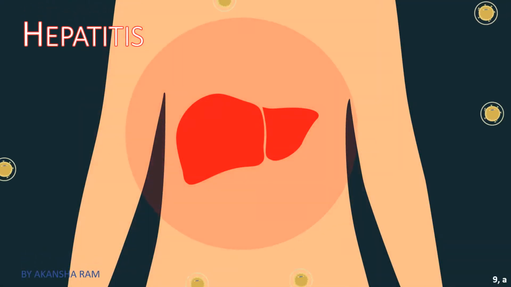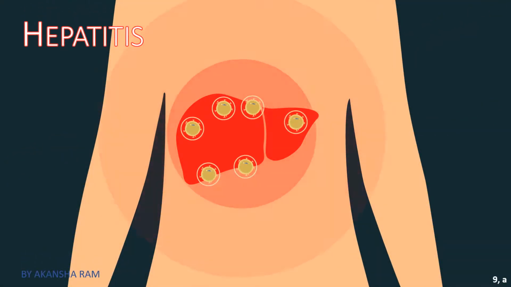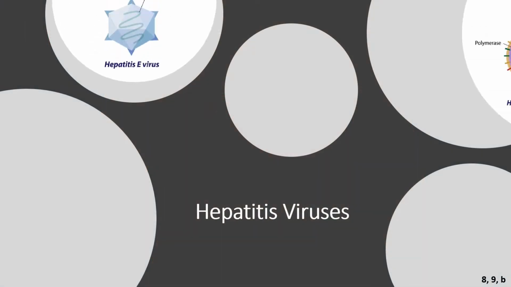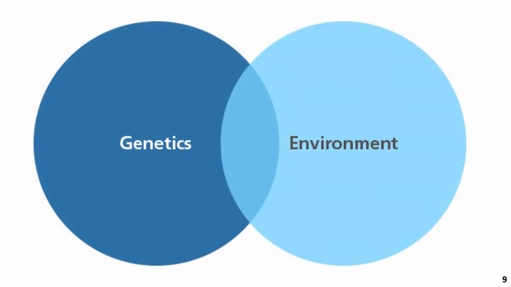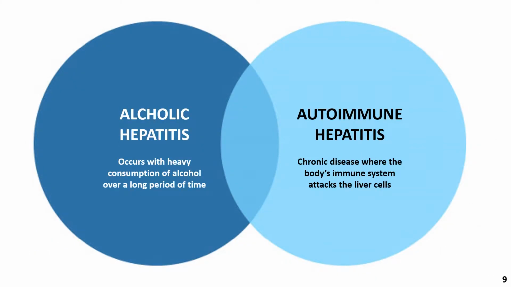Hepatitis is the inflammation of the liver and most commonly occurs due to a virus. There are 5 different types of hepatitis viruses, each with different properties and mechanisms. The hepatitis B virus is the smallest double-stranded DNA virus known to man, while all other hepatitis viruses have single-stranded RNA. Hepatitis can also have non-infectious causes relating to genetic or environmental factors, such as alcoholic hepatitis and autoimmune hepatitis.